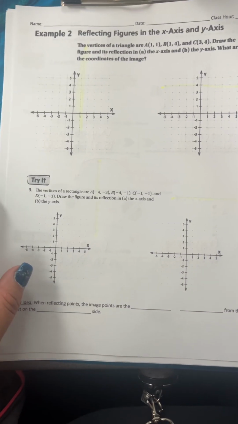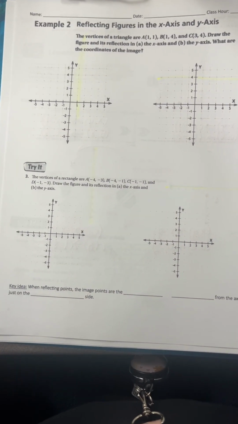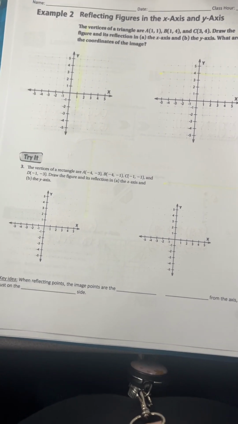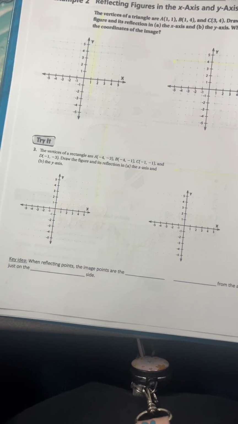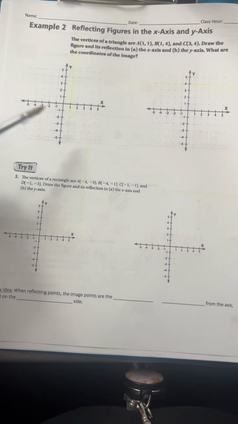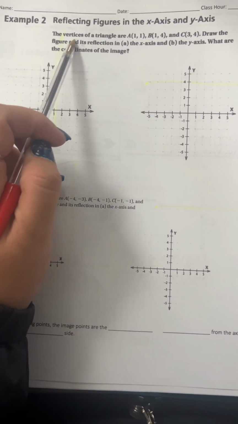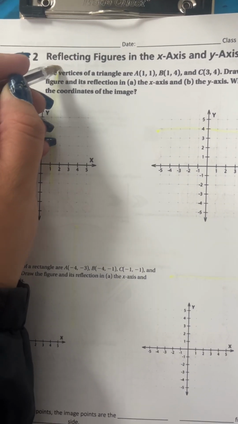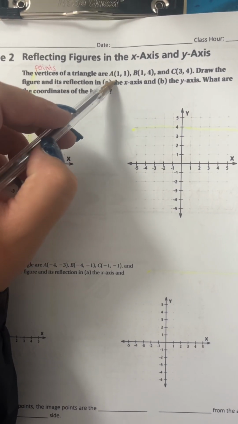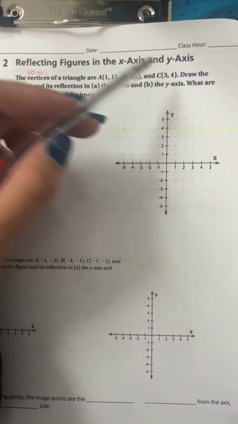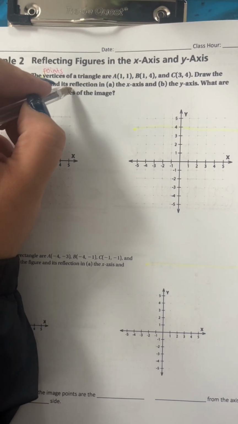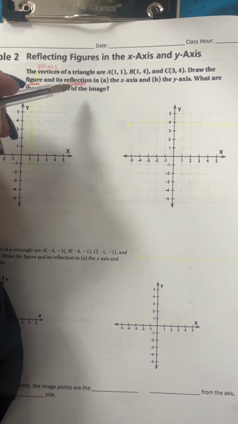All right, so now instead of just reflecting one point, we're going to do multiple. This is kind of like what you saw on the translations homework, where there were a few points and then you had to move all of them. Same idea here, okay? The vertices, that's just a fancy term for points. The points of a triangle are (1, 1), (1, 4), (3, 4). Draw the figure, that's the original one, and its reflection, okay, or the image.